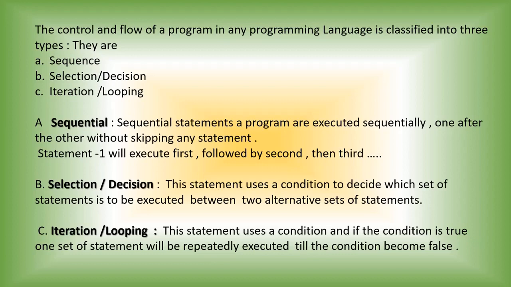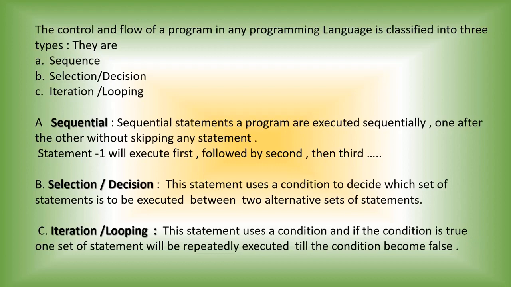And the second one is selection statement or selection execution or decision execution. Selection means you can specify a condition there. If the condition is satisfied, then one set of statements will be executed. If the condition is not satisfied, then the other set of statements will be executed. In your program, by using a certain predefined statement, you can specify a condition. If the condition is true, then one set of statements will be executed. If the condition is false, then the other set of statements will be executed. This type of flow of execution is known as selection.